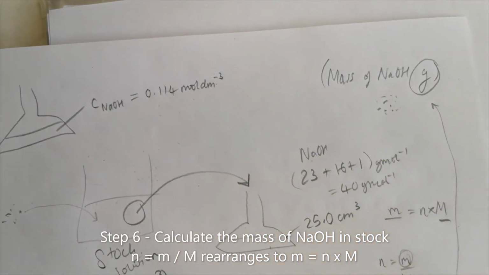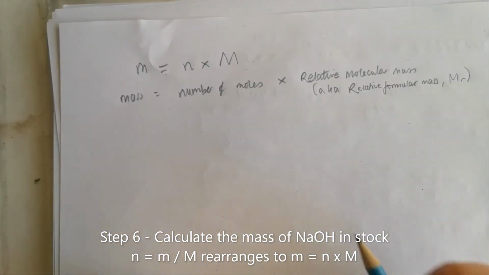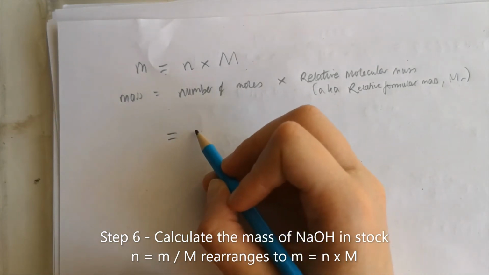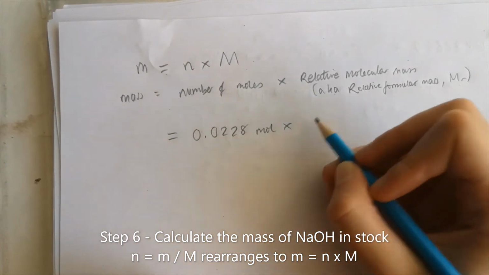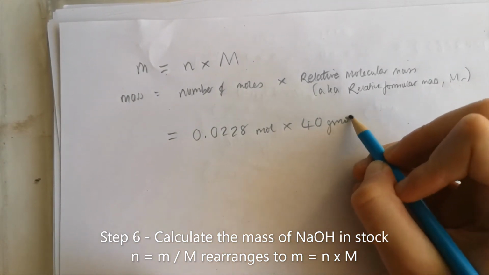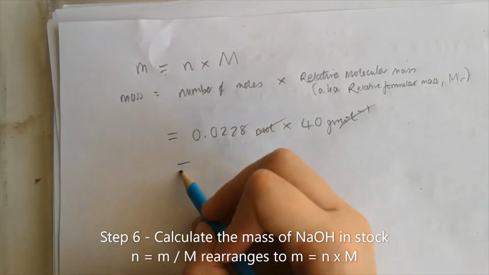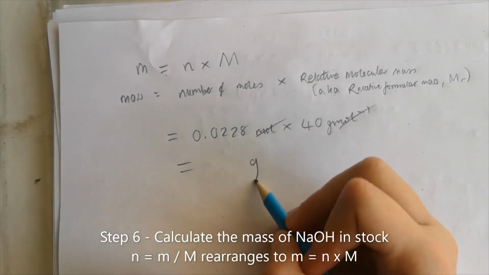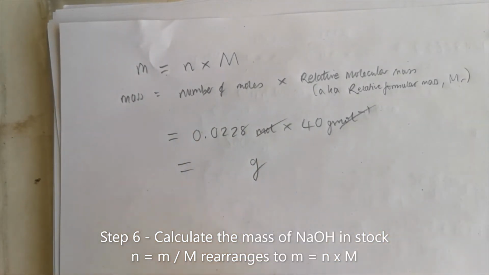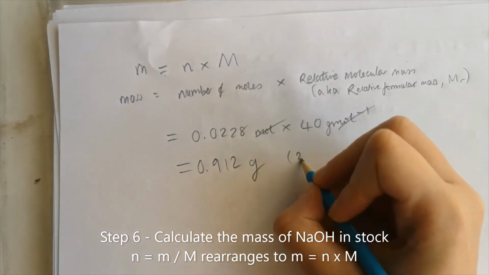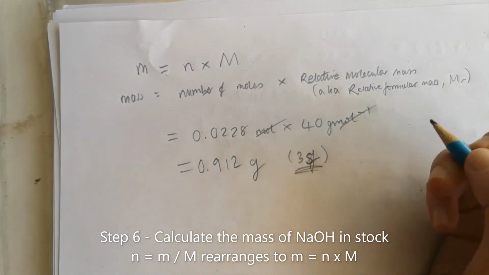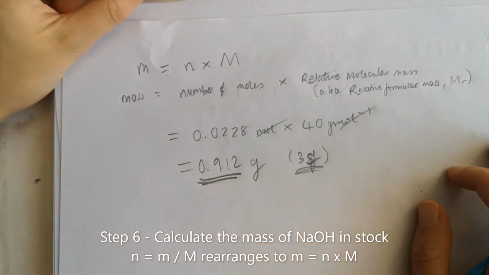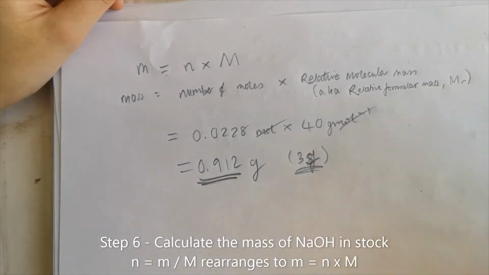Therefore, our final calculation can be written 0.0228 mole times 40 grams per mole. We see that the moles cancel, which leaves us with grams as the units, and the number we want is 0.912. Note how we're giving the answer to three significant figures, that's an S there, and this seems like a reasonable mass of sodium hydroxide to be adding.